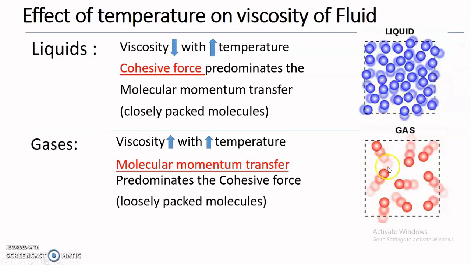So when we supply energy, or by increasing the temperature, the individual molecules, which are loosely packed, become excited. They gain more energy, thereby increasing their momentum. So when they have more energy, they try to move fast. What happens when they move fast? They collide with each other, since they are moving very fast.